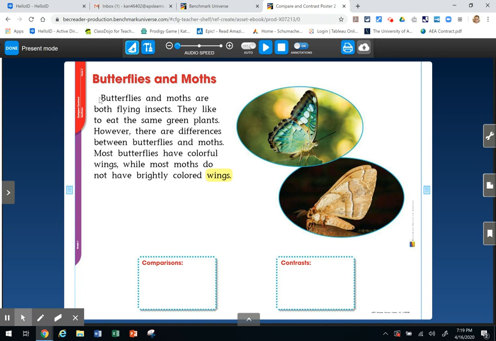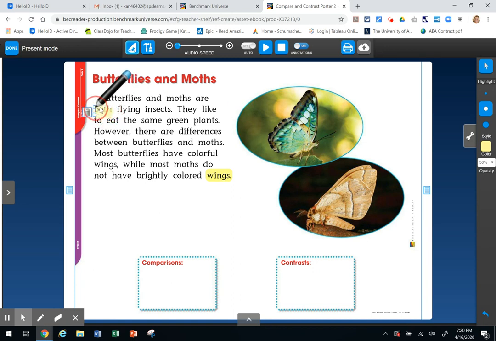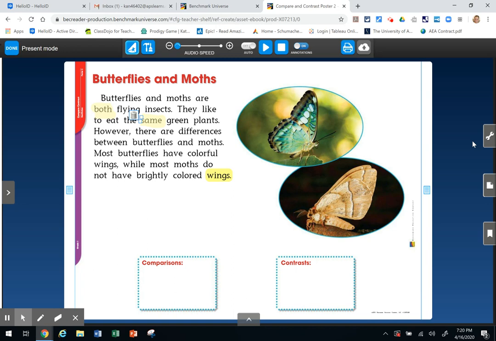Okay, so in the first couple of sentences, it says butterflies and moths are both flying insects. They like to eat the same green plants. So there's some words in here that are signal words, okay? So one of them is the word both, okay? Ooh, pick the highlighter. So one of the words is both. Okay, so that's a clue that they're telling how those two are the same. And then the other word is the word same. They eat the same green plants. Okay, so those two words are signal words. They tell us that they are describing how those two are the same.